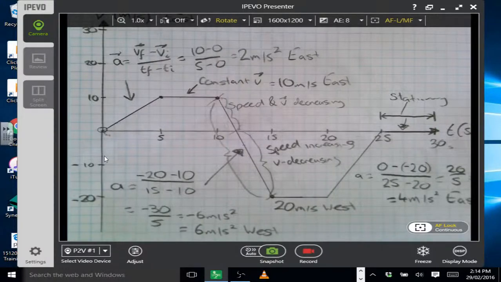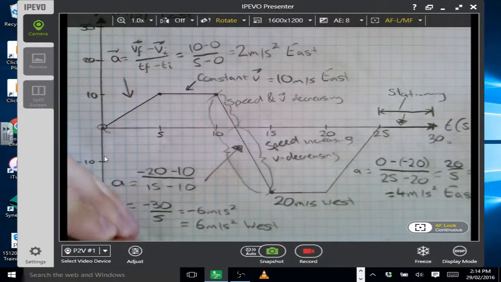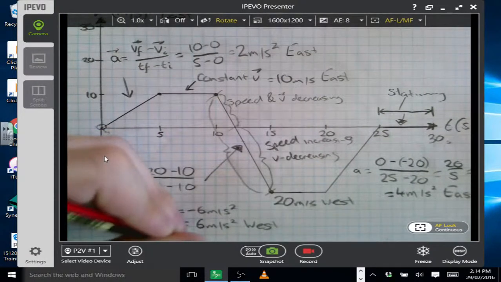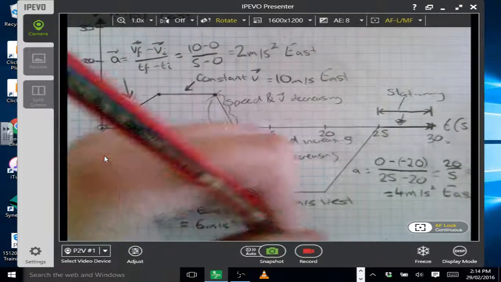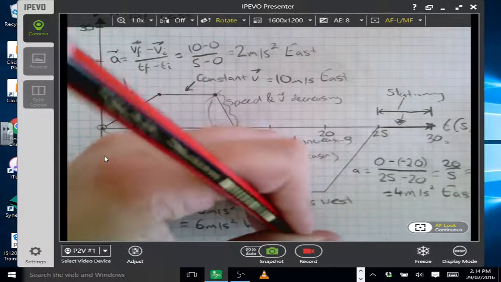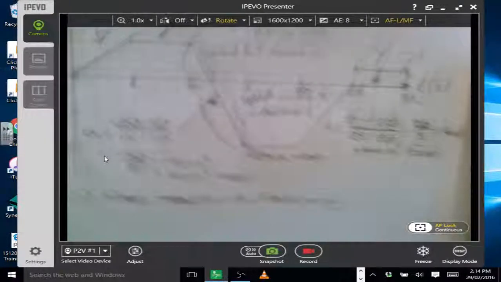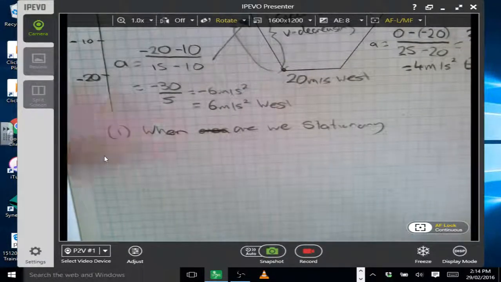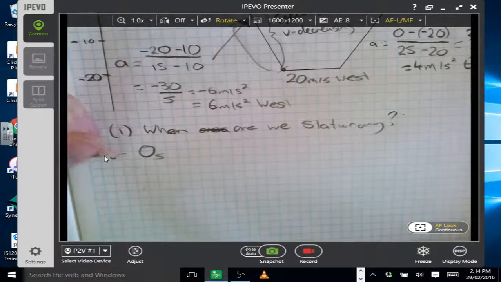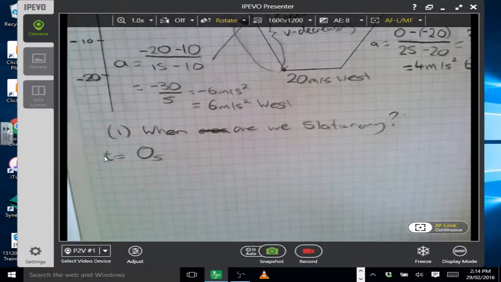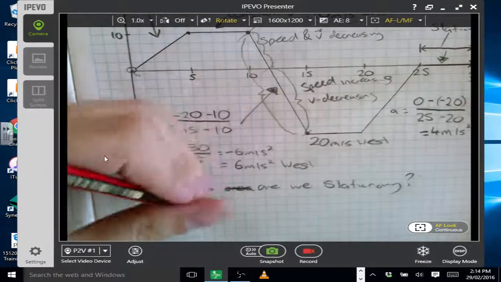Now, first question is, when are we stationary? Have a think about it. At the start and at the end. Okay, so we had the start, so that's correct. Sorry, actually you can't see the question. That's all right, I scribbled it out. When are we stationary? Okay, at 0 seconds. Where else? Yeah, 25 to 30 is definitely true, from the interval of 25.